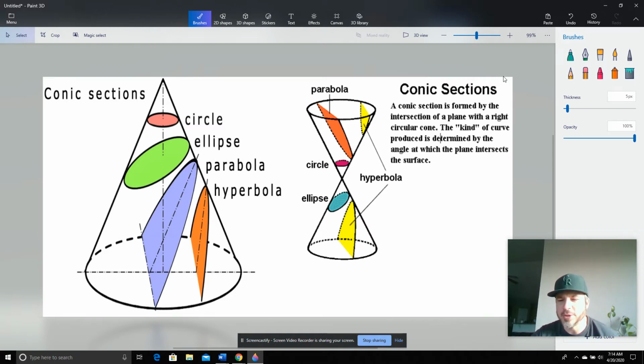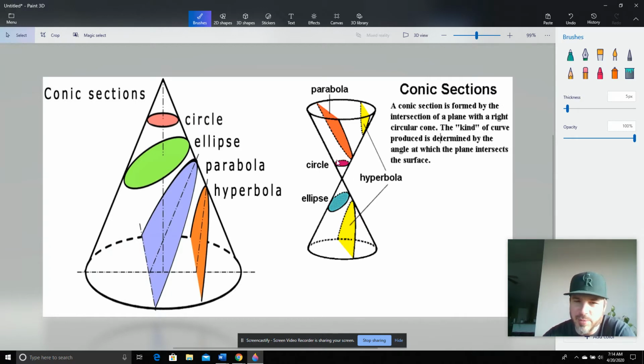Hey, college algebra. So today we're going to start the last unit of conic sections. So here is just a straight up picture of what conic sections are. And this first week, what I need you to be able to know is all the names of the conic sections and how to graph the most basic one, which is the circle.